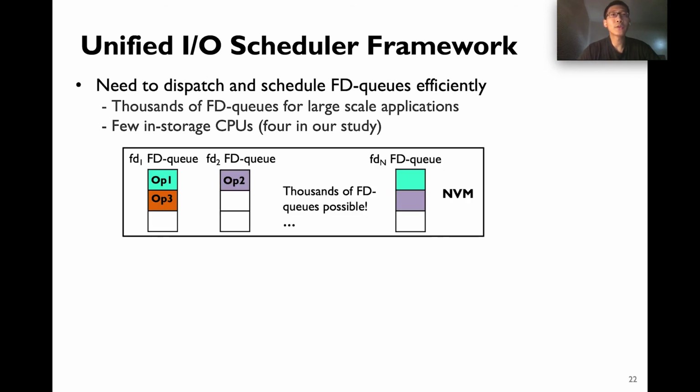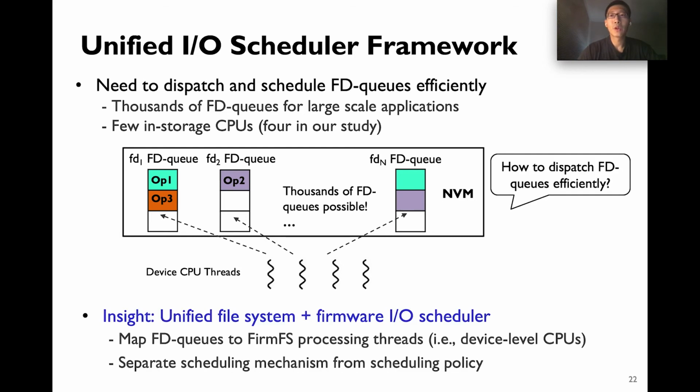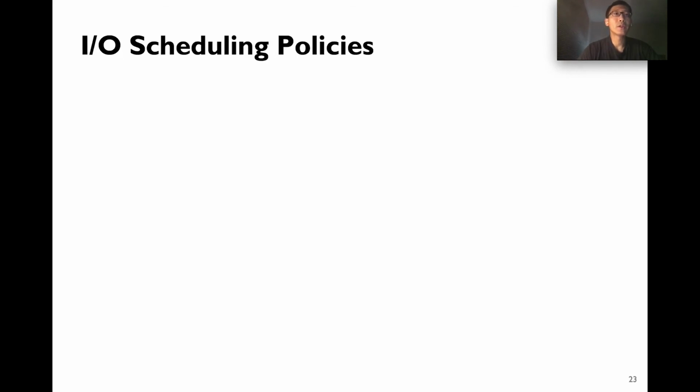There could be hundreds or even thousands of FDQs in applications, while there are only a few storage CPUs available. To solve this problem, we propose a unified firmware-level IO scheduler to map FDQs to firmFS processing threads, separating scheduling mechanism from policies. In CrossFS, we currently implement two policies.